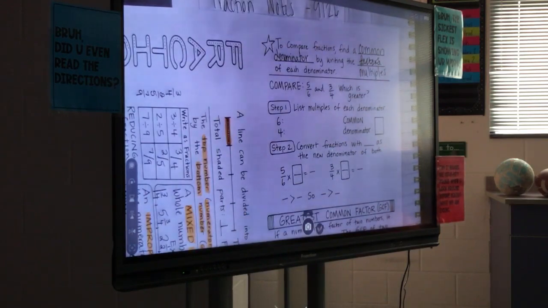Stand up if you think 5/6 is greater than 3/4. This is just what you think. Okay, so you're standing if you think 5/6 is greater than 3/4. So 1, 2, 3, 4, 5. Anybody else? All right, so we have 5 students that think 5/6 is greater than 3/4. Have a seat.